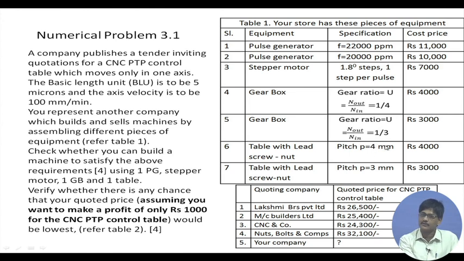Which one would you choose? Both will be satisfying your requirements, but they have different costs. So, obviously, let us go for the cheaper ones. 3,000 rupees for the gearbox and 3,000 rupees for the lead screw nut arrangement gives us 6,000 rupees. Together with the 10,000 that we incurred for the pulse generator, that is 16,000, and the stepper motor you have to take anyway. So, 7,000 more, 16 plus 7 is 23,000. Add to that a profit of 1,000 rupees that we would like to have, and that is 24,000.